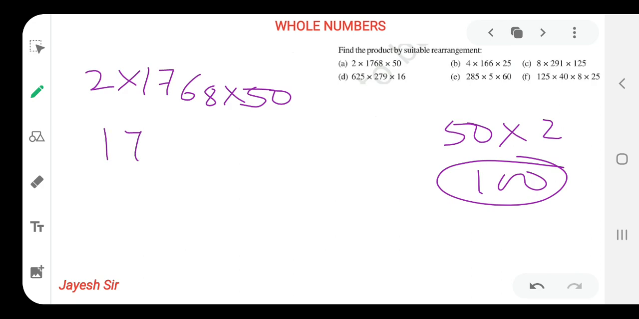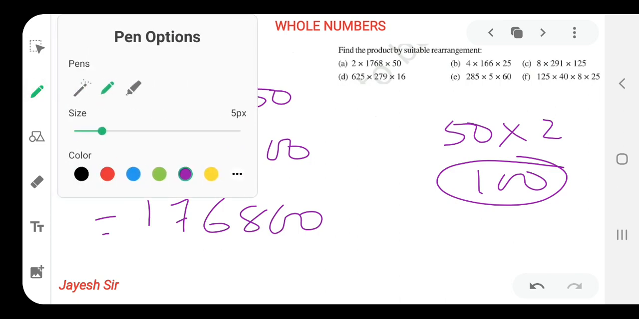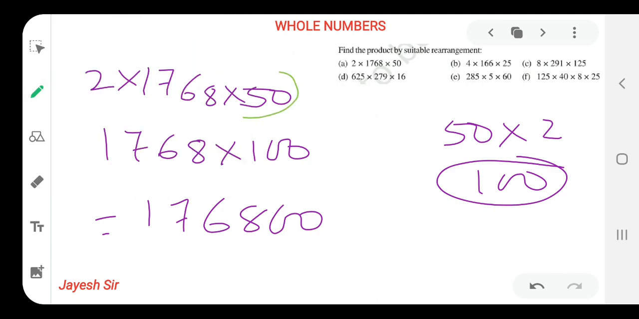So let's simplify it. 1768 multiplied by 100, and we all know how to multiply it with 100. So our answer is this. As we are already getting this answer, I have written over there. I hope you all might be getting it. So our answer for this sum is 176800.